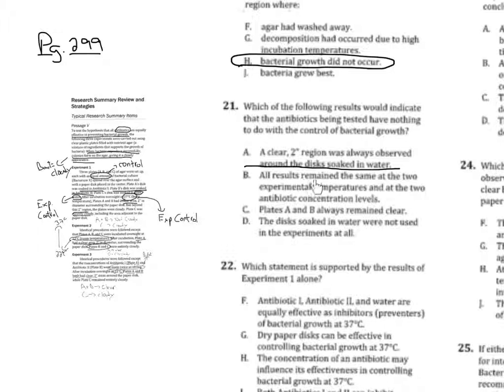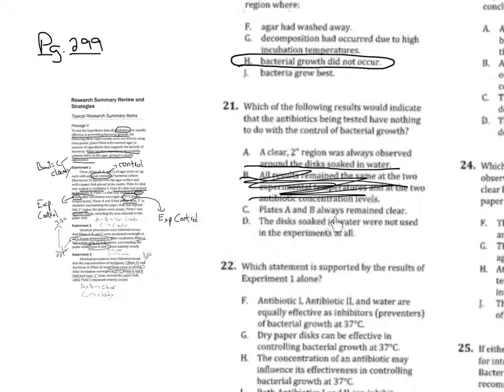B says all results remain the same at the 2 experimental temperatures and at the 2 antibiotic concentration levels. Well, even at the different temperatures, remember A and B were not cloudy here and A and B were not cloudy here. So even at different temperatures, A and B were working. They were doing something different than disc C, which was always cloudy. So this one is not the right choice.